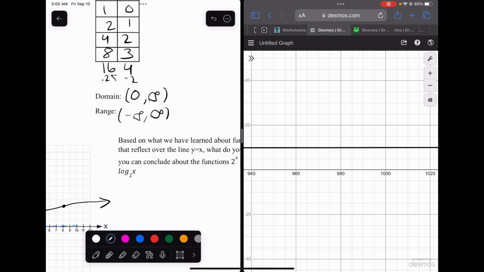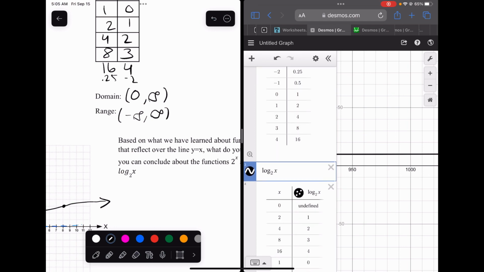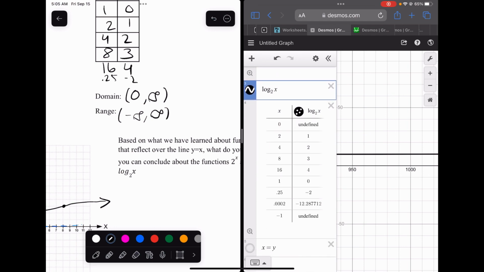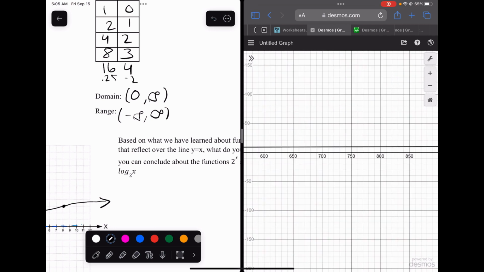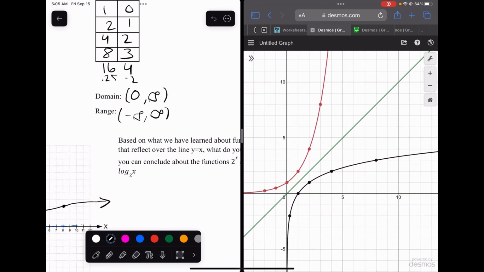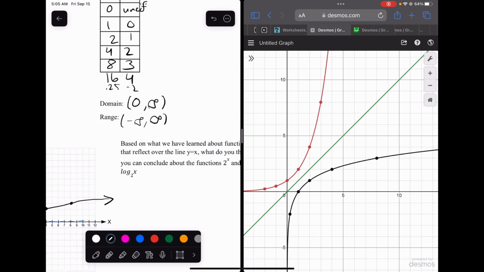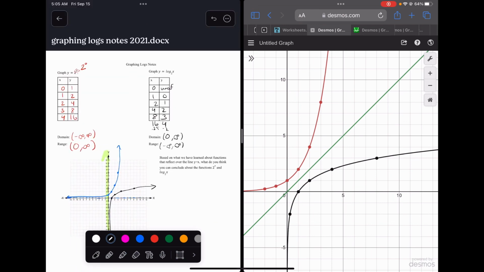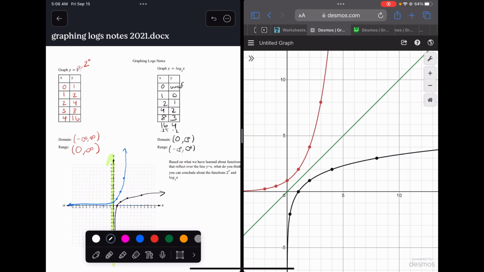Now, one more thing that's kind of cool is I'm going to throw in the line y equals x. Last unit, there's a specific word that we learned about, and I want you to think back to what that word is. If you notice, these two graphs reflect over the line y equals x.